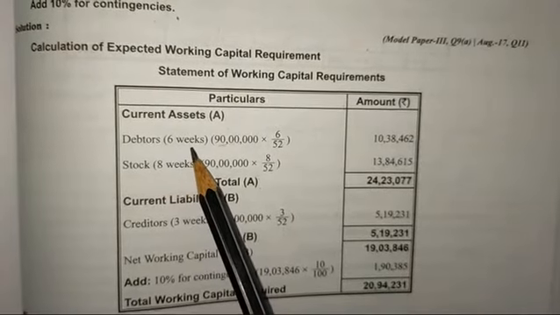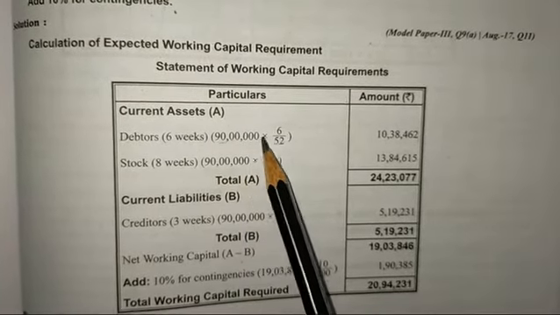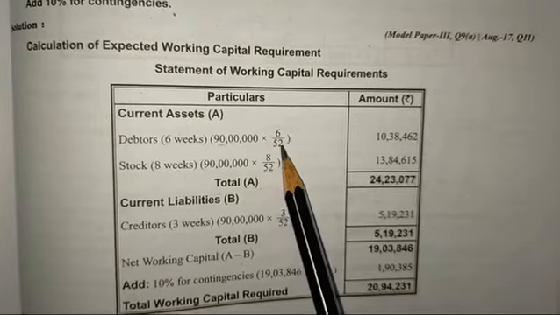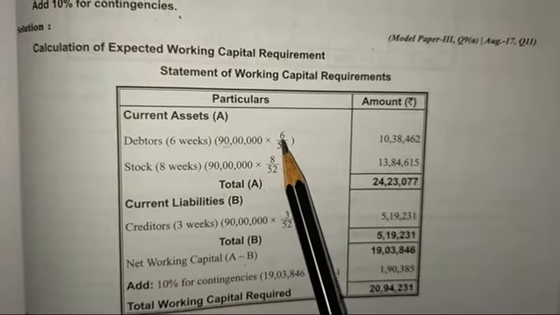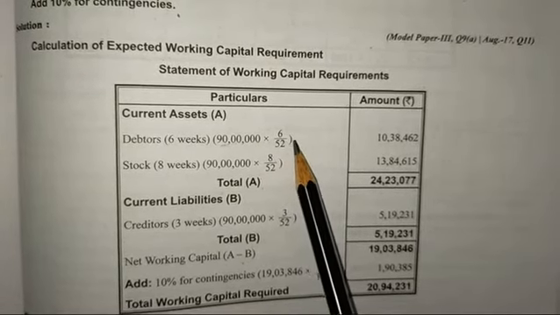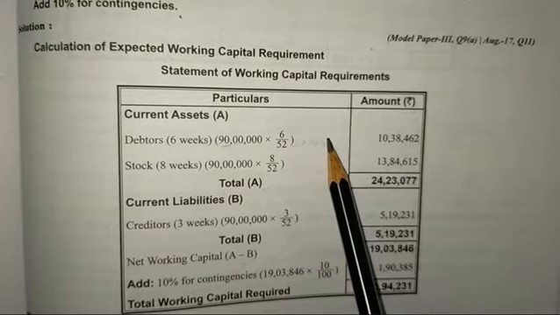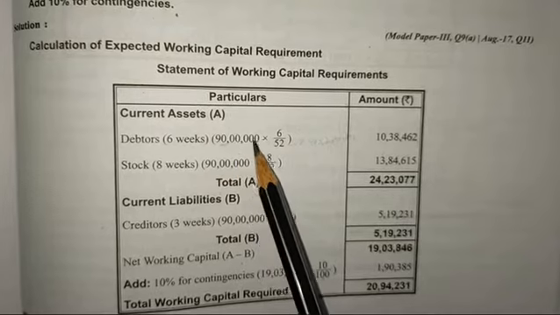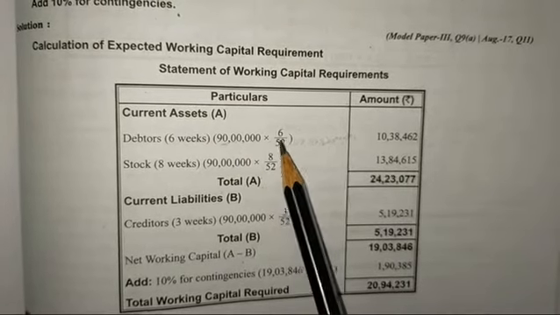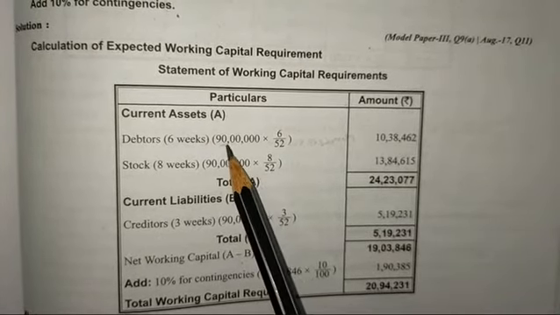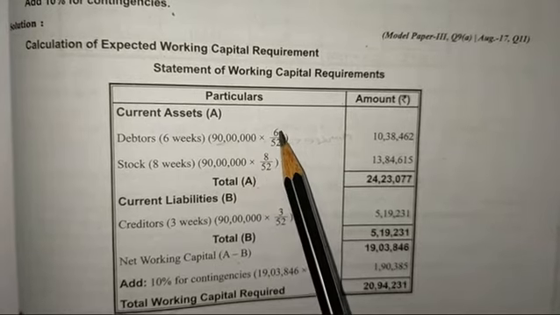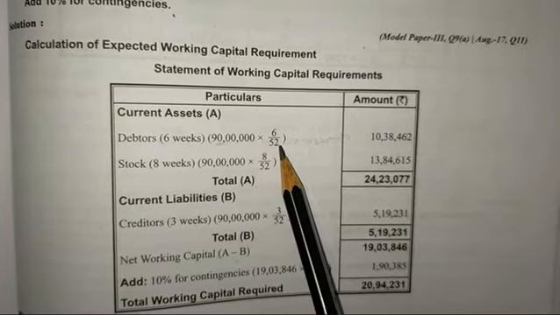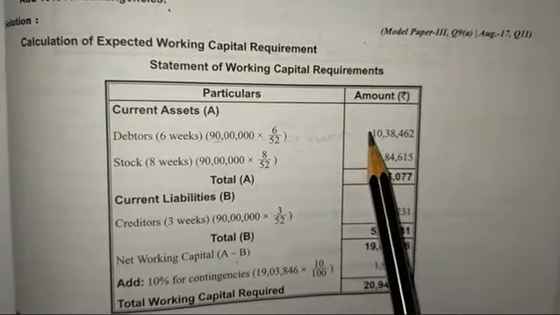So directly on that itself we are utilizing. Debtors is considered for 6 weeks: 90 lakhs into 6 by 52. Why 52? Because in a particular year we will be having 52 weeks, so this thing is going to be divided by 52 weeks. 90 lakhs multiplied with 6 divided by 52, then we will be getting this.